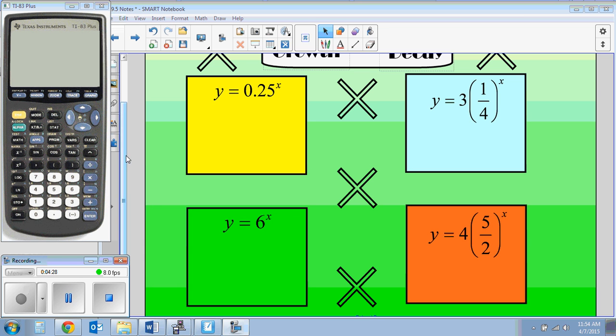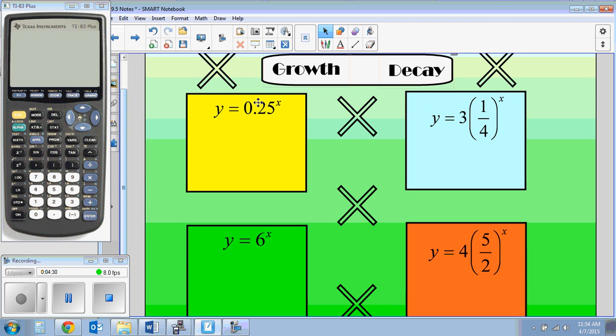Alright, so we're going to get started. We have y equals 0.25 to the power of x. This is going to be decay because the number that's being raised to the power of x is between 0 and 1. That's our b value.